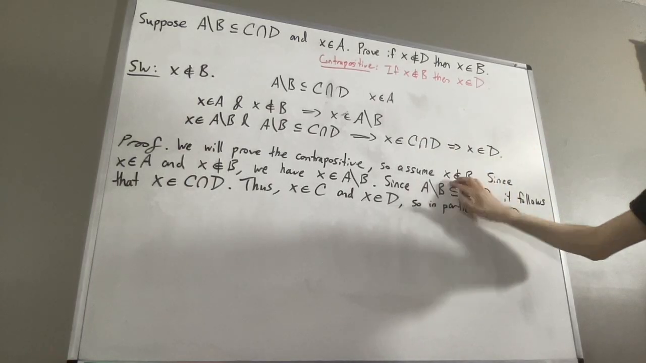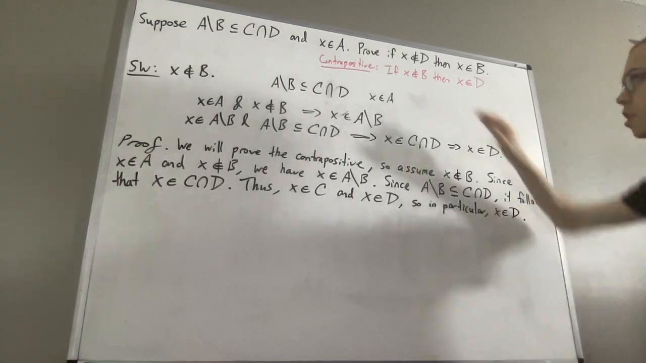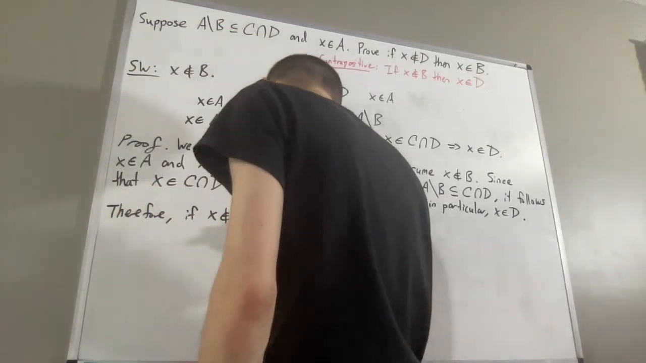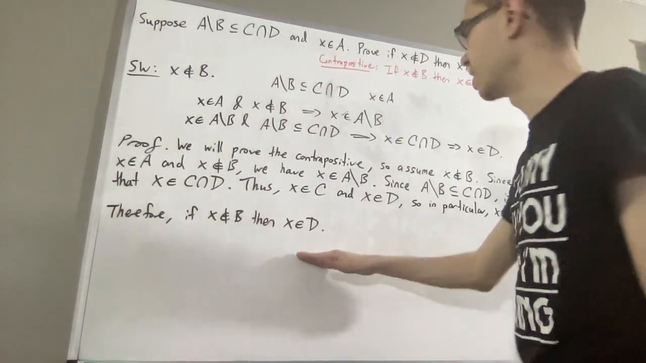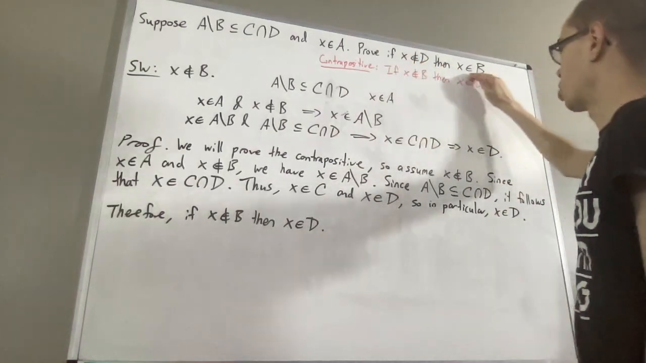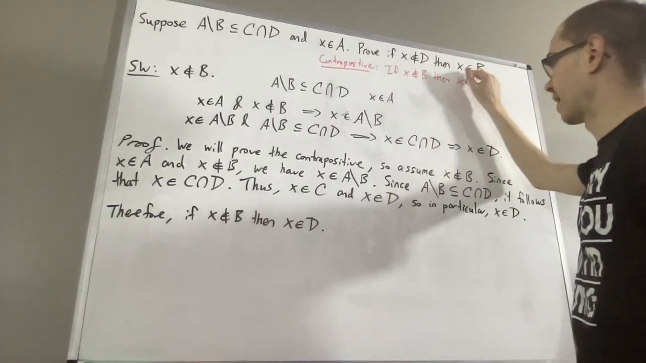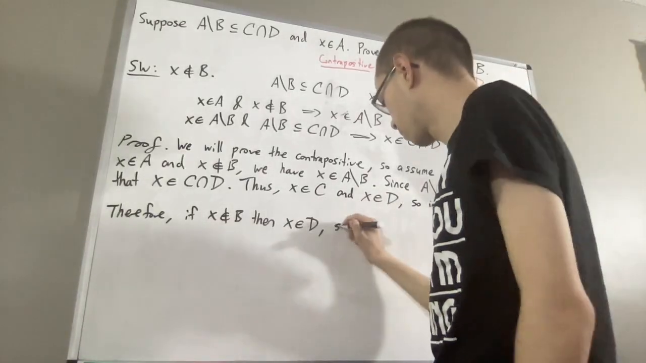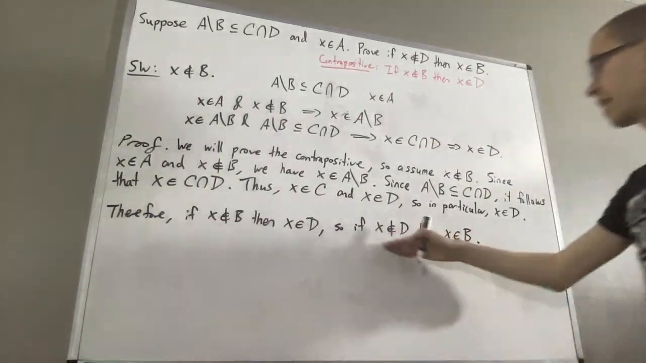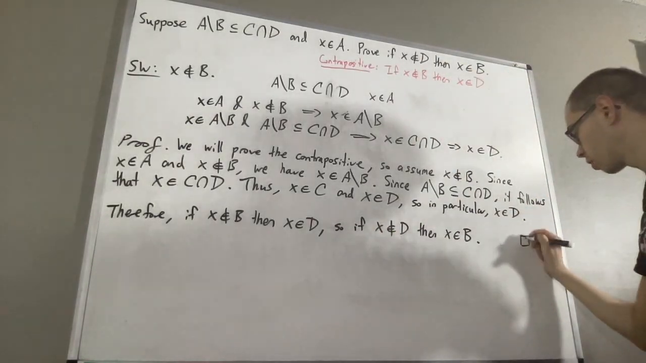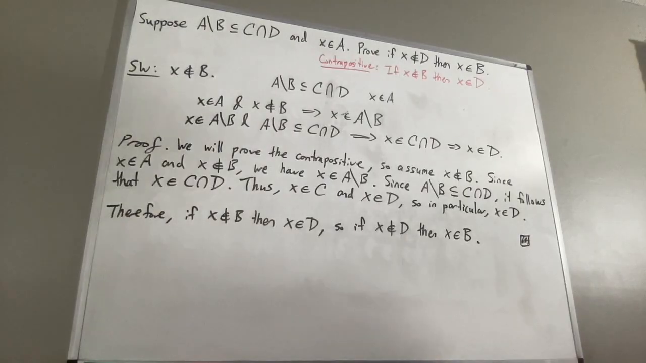All right, we've shown under the assumption X is not an element of B, it follows that X is an element of D. So we have proven this implication. I'm going to write that down. But this is equivalent to the statement we were trying to prove. So we have proven if X is not an element of D, then X is an element of B. And that's it. That was exactly what we're trying to prove. So this completes the proof.